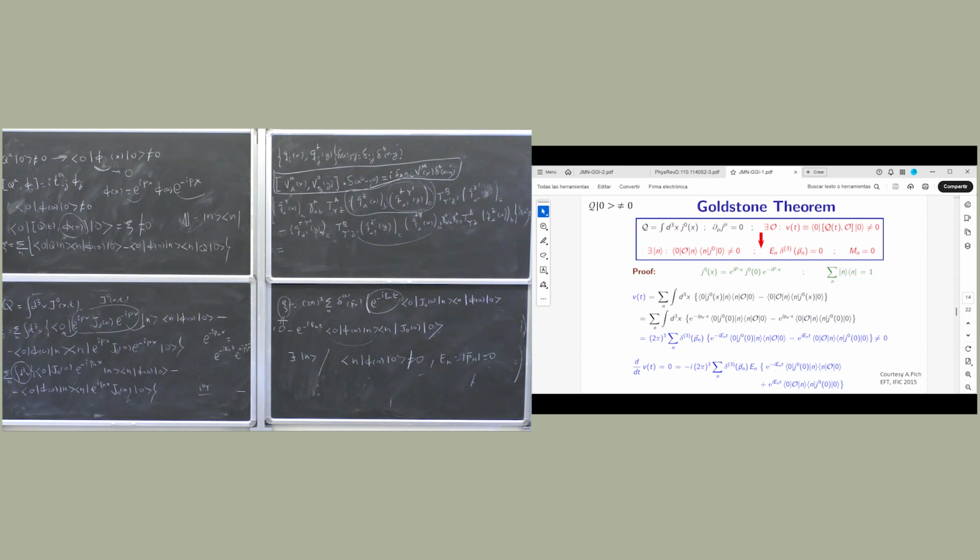If you break a charge, then automatically in your theory there will appear a massless particle, which is called the Goldstone boson. And you see that this has been deduced just from first principles. The only thing I have made use of is invariance under translations, space and time translations, right?